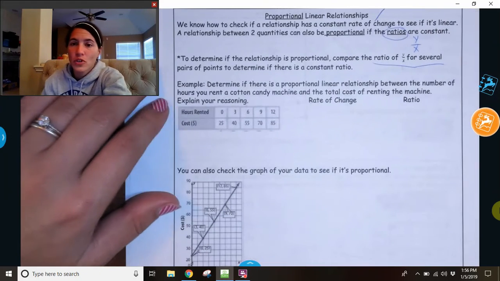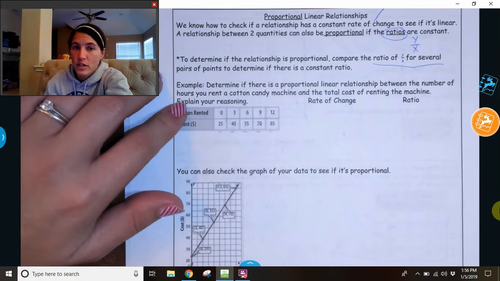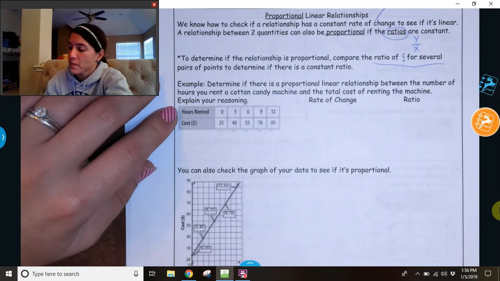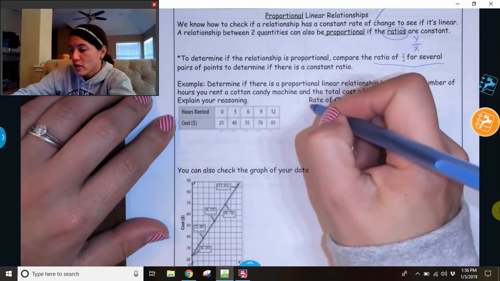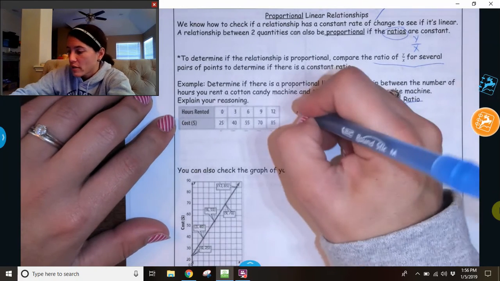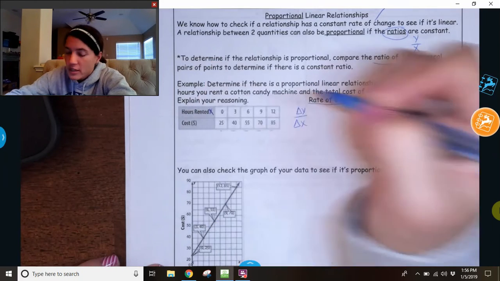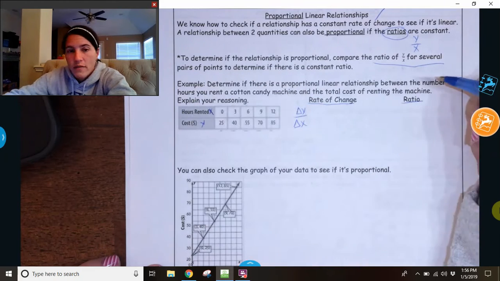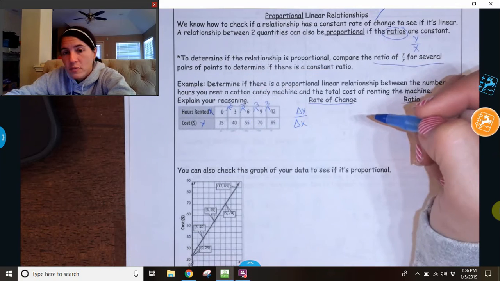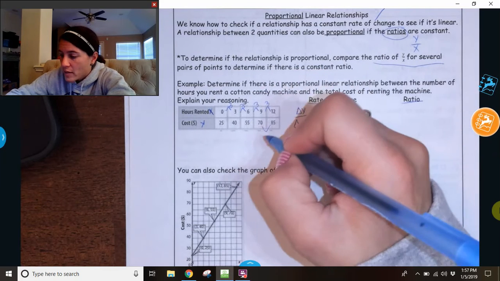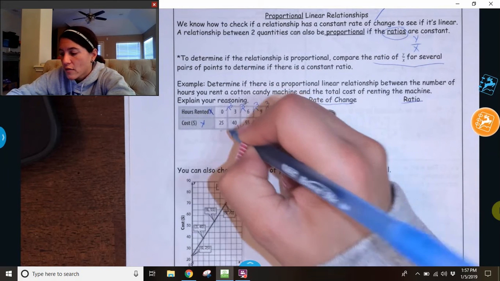Determine if there is a proportional linear relationship between the number of hours you rent a cotton candy machine and the total cost of renting the machine. So we need to find out if the rate of change is constant and if the ratio is also the same. So first let's talk about the rate of change. The change in y's over the change in x. And the hours we rent are our x variable and the cost is our y variable. So it looks like this is changing by 3's. And 85 minus 70 is 15. 70 minus 55 is 15. 15, 15.